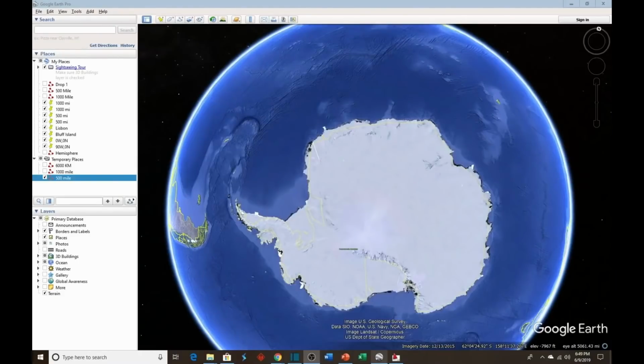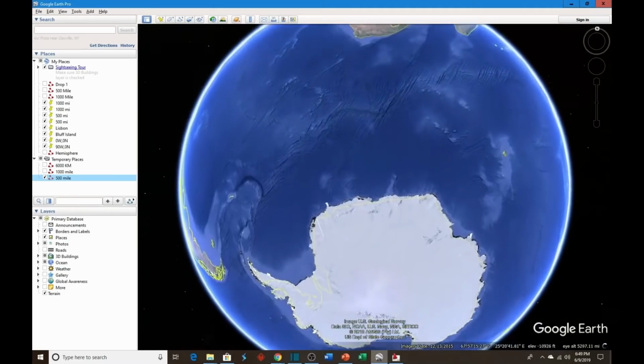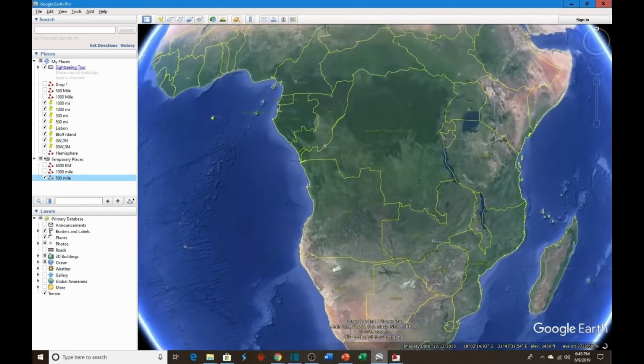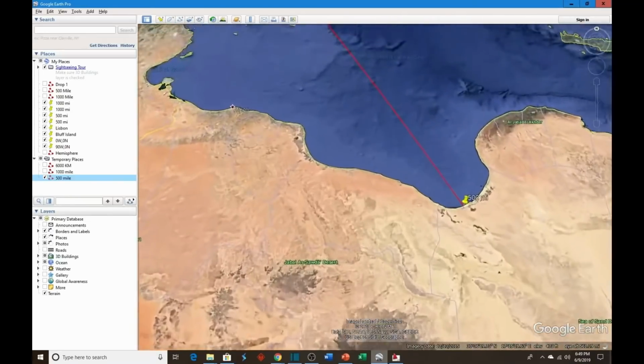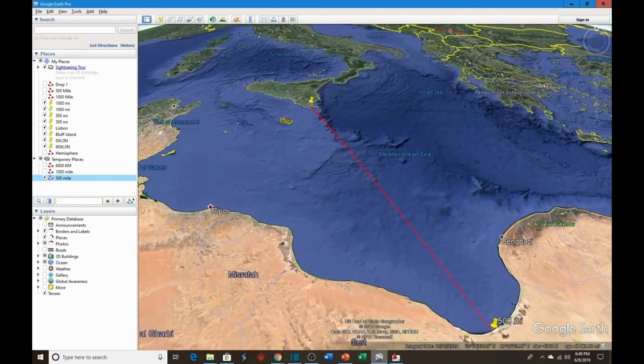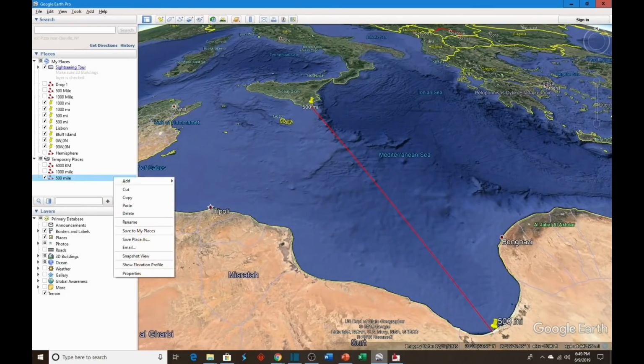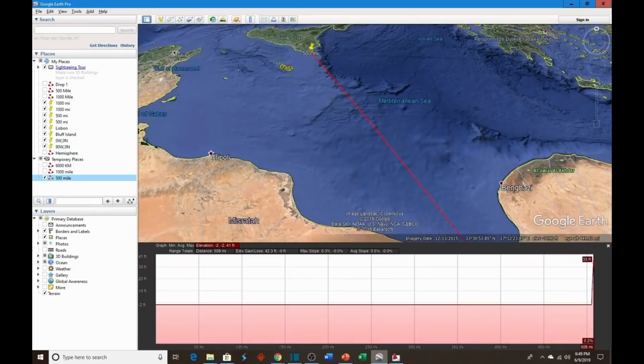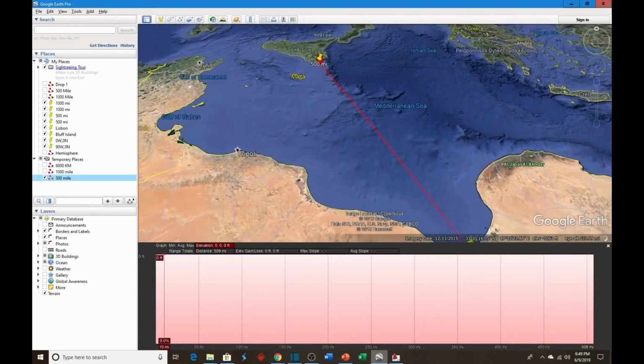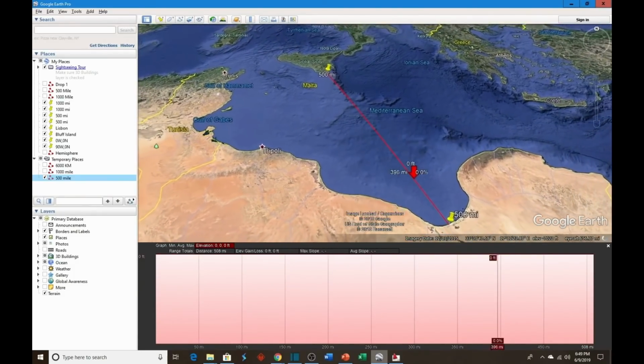Well, let's have another look at that. This is Google Earth, and that, of course, is Antarctica. I don't think you really meant for that to be on your flat Earth model. Maybe you can correct that in a future version. Let's go to your 500-mile observation. From Libya over to Sicily, and there's your line. That thing right there. And we'll show the profile just like you did. And sure enough, you'll see sea level all the way across.